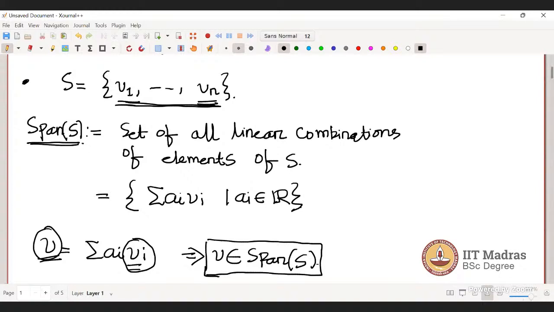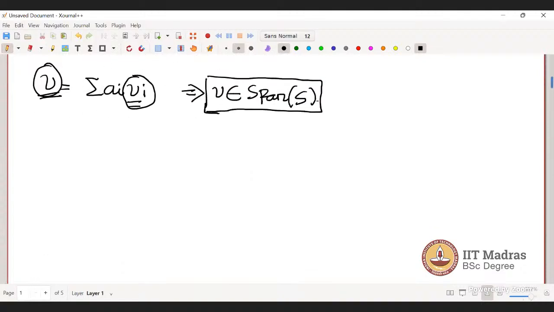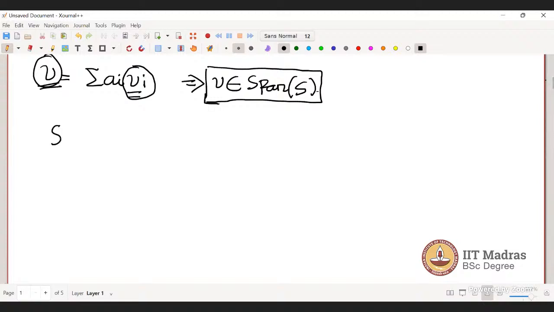Sir, here Ai means any real number? Any real number. Yes, so suppose my set S is {1}, so S is a subset of R. Then what will be the span of S? Hello, am I audible? Yes, sir. Every real number would be the span of S.